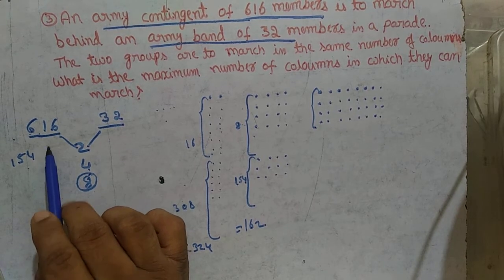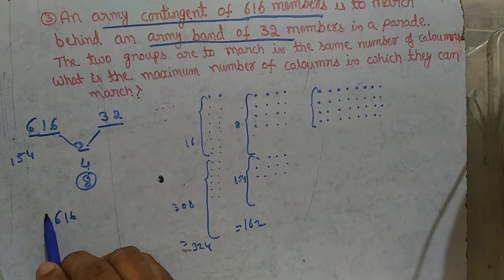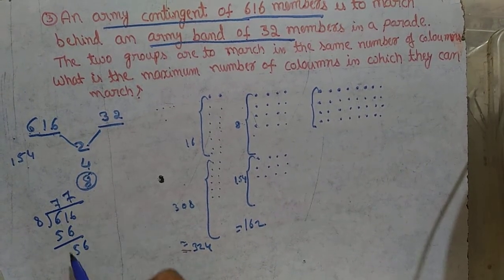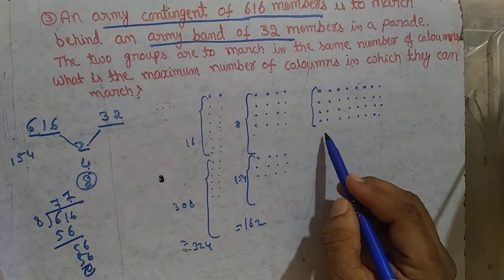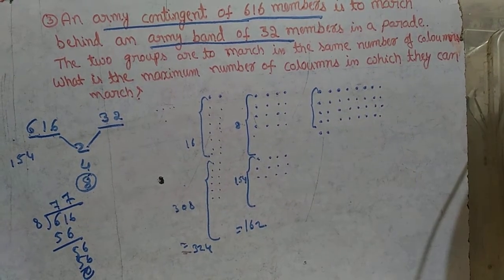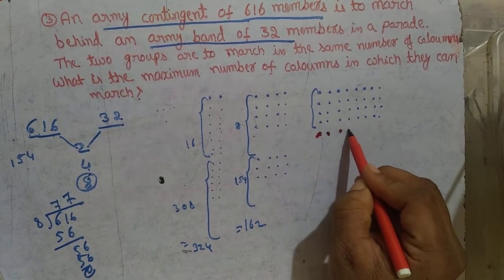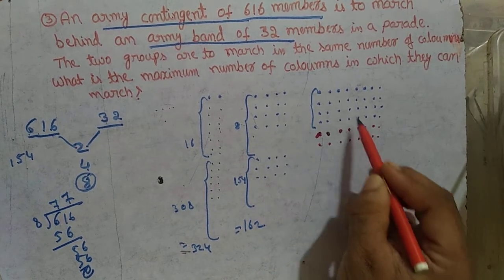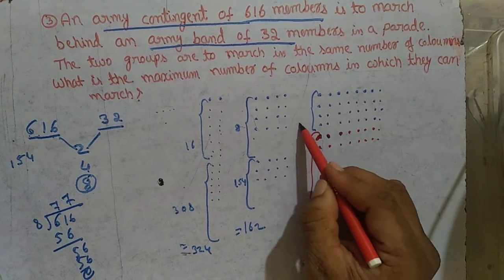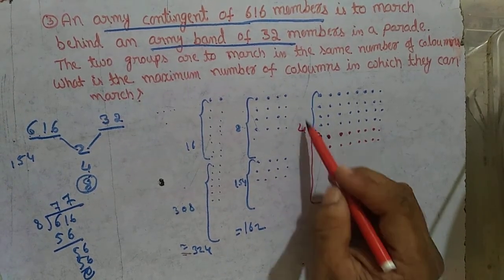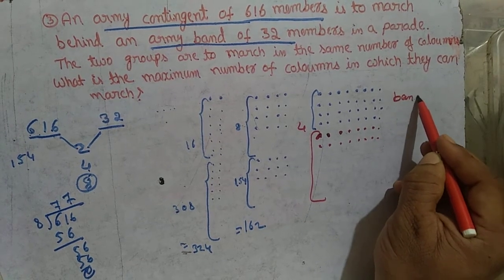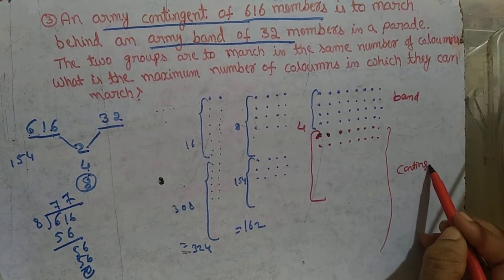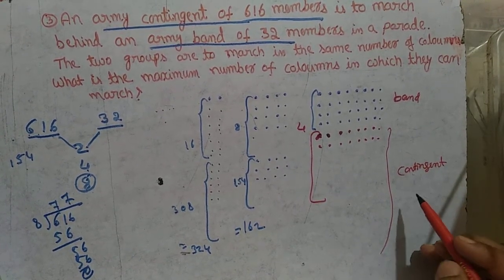See, when you divide 616 by 8, what do we get? 8 sevens are 56, again 56, 8 sevens are 56, means 77 rows. See here, this is the army contingent, 1 2 3 4 5 6 7 8, 8 columns. And how many rows is this? 4 rows only for the army band. This is the band set, which will go in front. Okay, the army contingent members make how many?